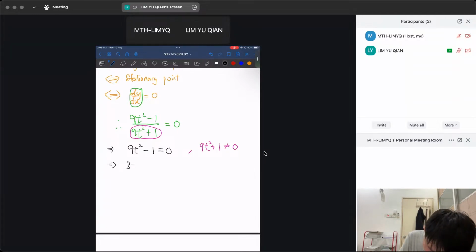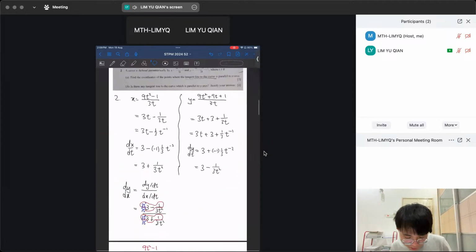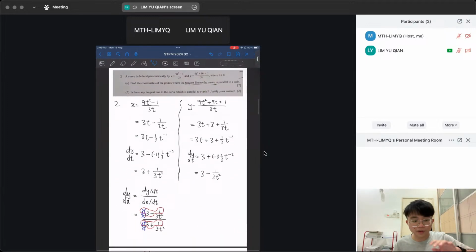Okay, you can either factorize or, most of you will like this one, cross multiply. So t equal to plus minus square root 1 over 9, which is 1 over 3 or negative 1 over 3. So there are two values here. Okay. So what do they want? They want the coordinates of the points. So after you found the value of t, you sub in, then you can get the two values.